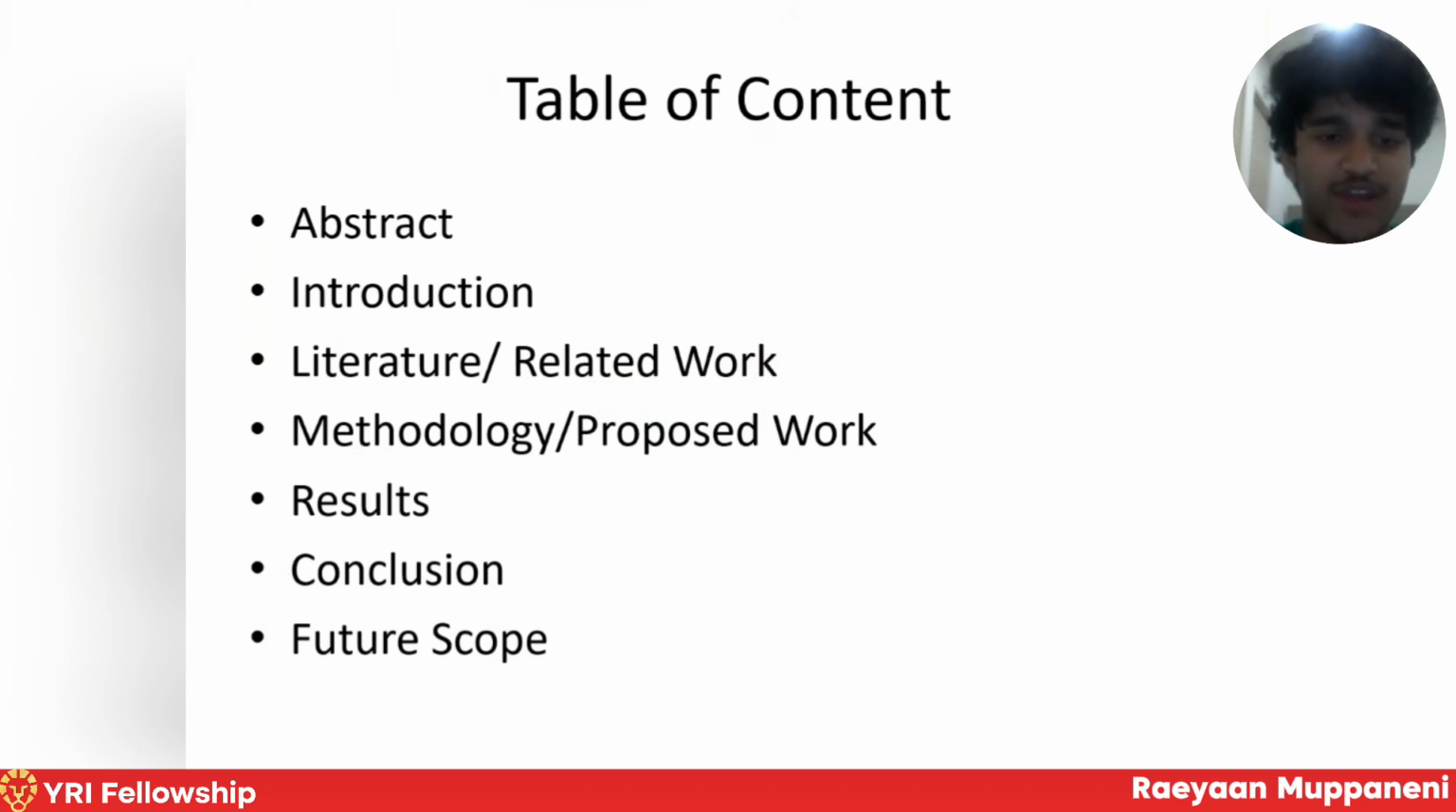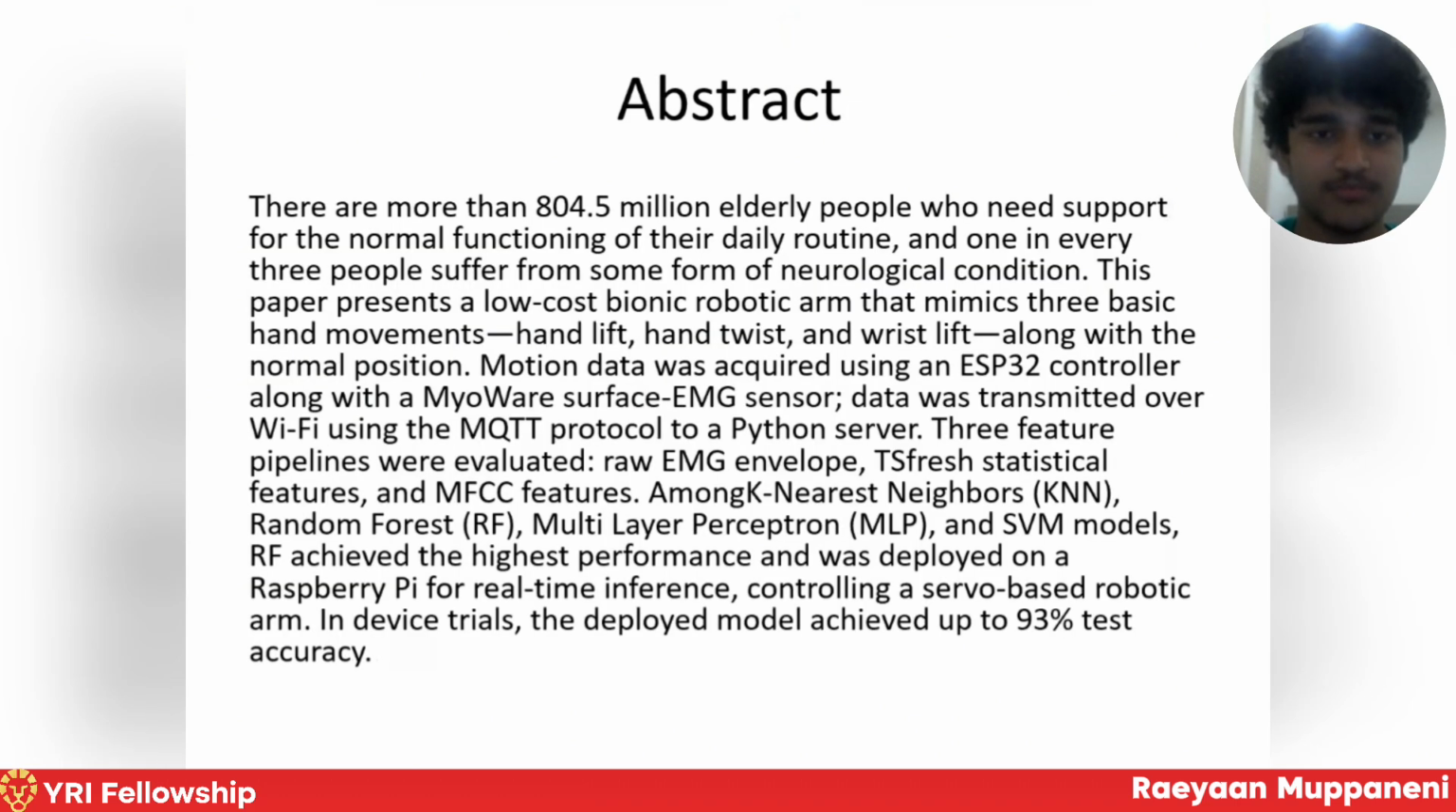We'll be going through the abstract, introduction, related work, the methodology I used for this research, the results, conclusion, and scope for future work. There are more than 804.5 million elderly people who need support for normal functioning of their daily routine, and 1 in 3 of these people suffer from some form of a neurological condition.